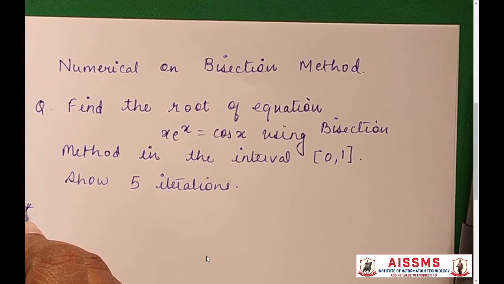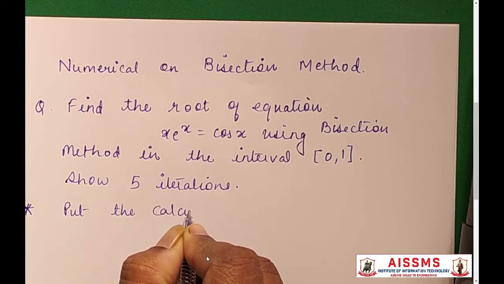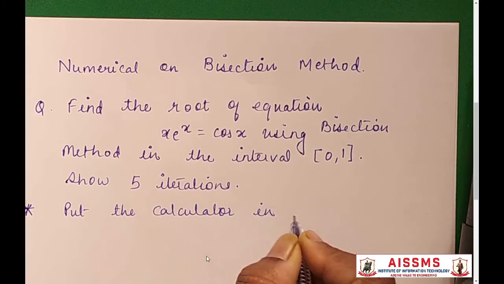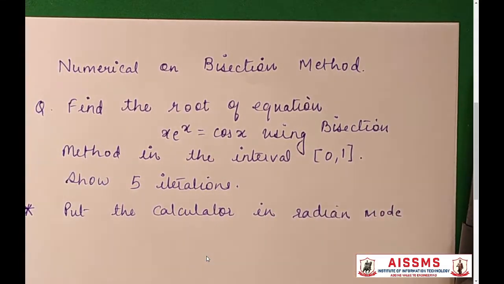First instruction, put your calculator in radian mode. Write down the function f of x is equal to cos x minus x e raised to x. Here a is given as 0, b is given as 1.